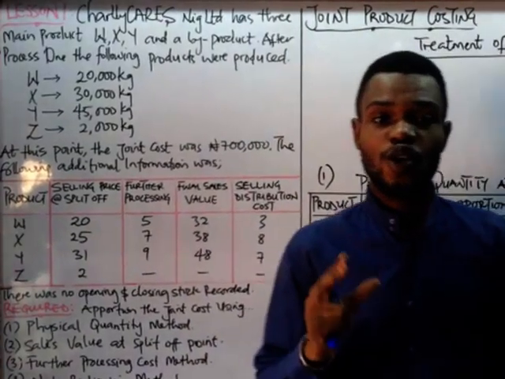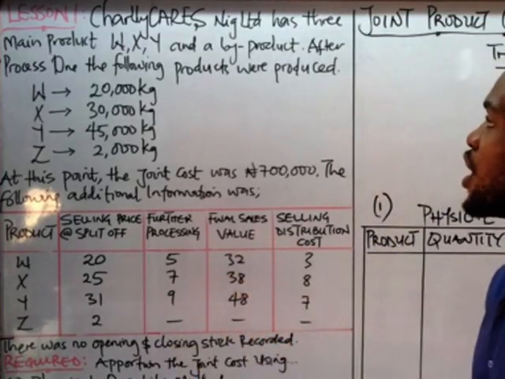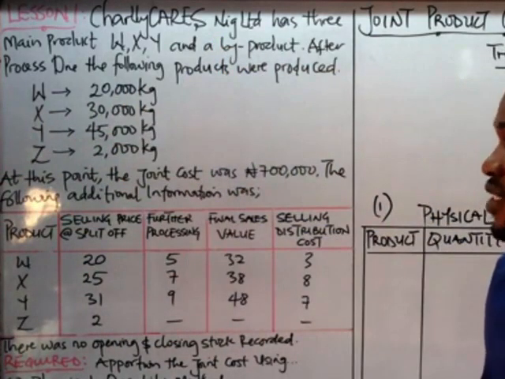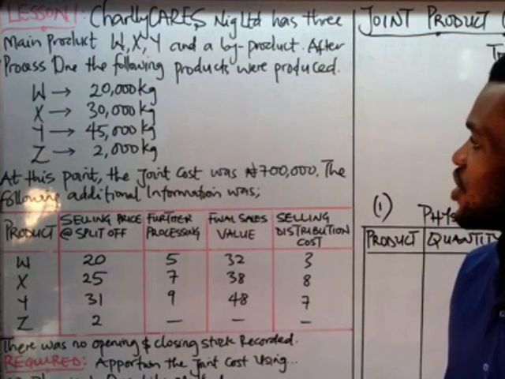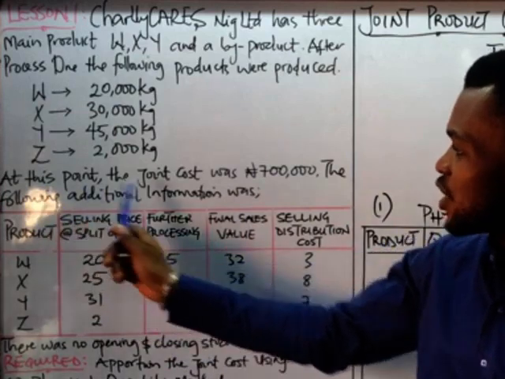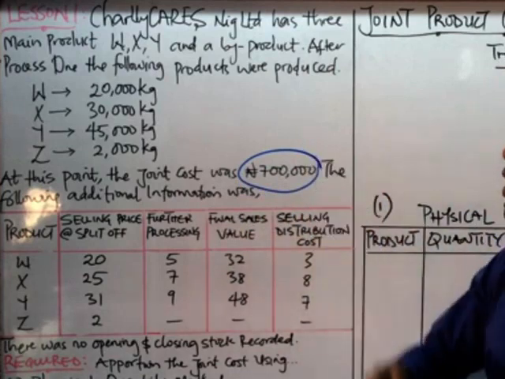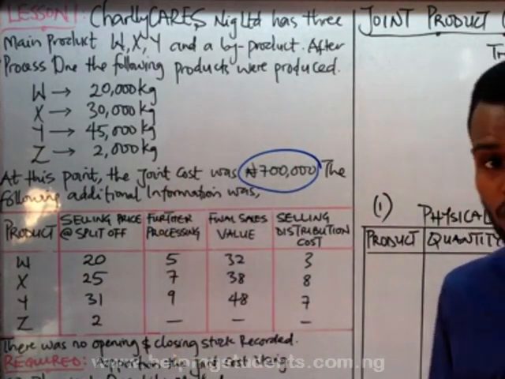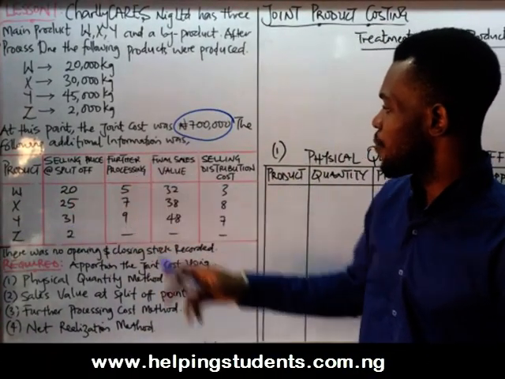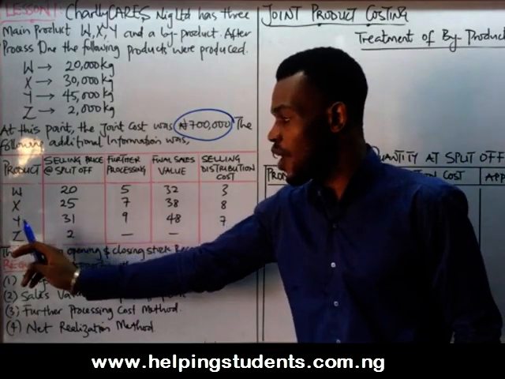We have a question on the board under the joint product. So let us solve this question together. Now, under the joint product, we've been given these values. We have for W 20,000 kg, X 30,000 kg, Y 45,000 kg, and Z 2,000 kg. We are told that the joint cost is 700,000 naira, and the following additional information was also given. Then we have their values at split off point, the further processing, final sales value, and the selling distribution, for W, X, Y, and Z.